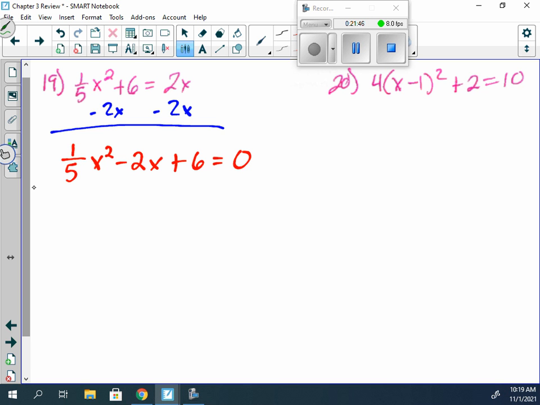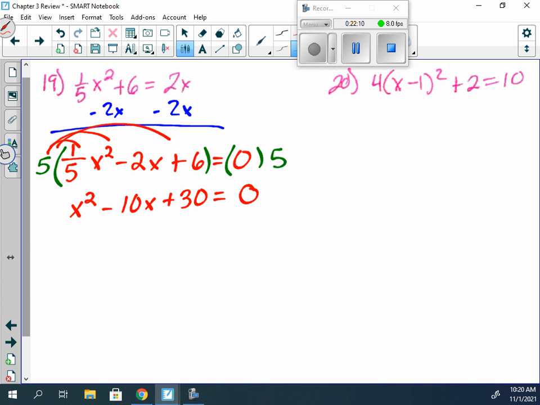So what we can do is I'm going to multiply the whole thing by 5. Because 5 times 1/5 is 1, so we have x squared. 5 times negative 2 is negative 10x, and 5 times 6 is plus 30, and 5 times 0 is 0. But we can scale an equation up or down by multiplying it by a number to make it a little bit easier to work with.